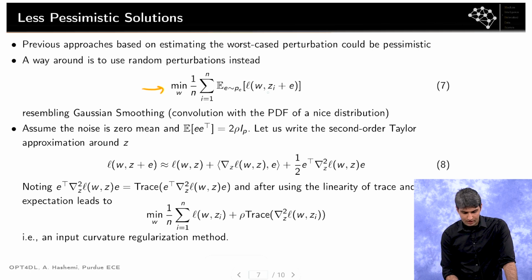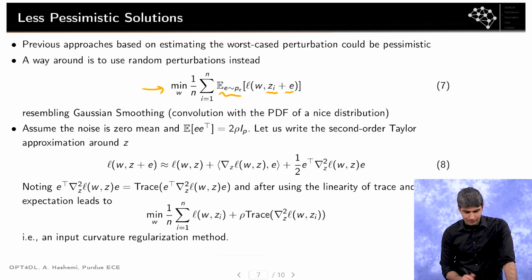However, we take each training data, each sample Zi, and then we perturb it with E. So this is like before. However, instead of having that maximum operator, where we're looking for the worst case perturbation, we have an expectation operator here, which means that our perturbations are random and they come from some distribution P sub E.